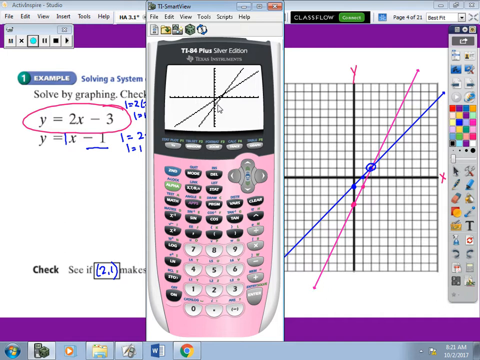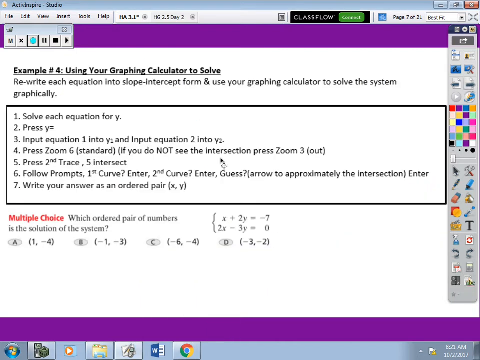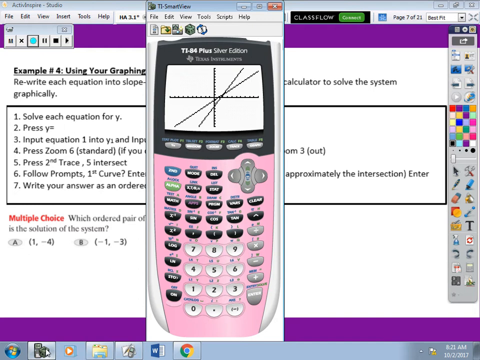So if you look at the steps that we see here: put equation 1 into y1, equation 2 into y2, zoom. Step 5 says to press second trace. You'll see right above the trace button it says calculate. This is allowing your calculator to calculate something for us. So we'll press second trace, and you have lots of options. We want to find where these two intersect. So we're going to choose option 5, either arrow down and hit enter, or just press the number 5. That's what these numbers are there for, just as a shortcut.